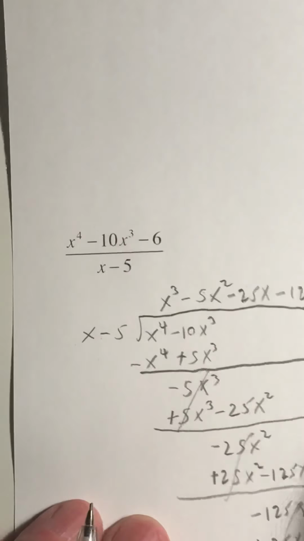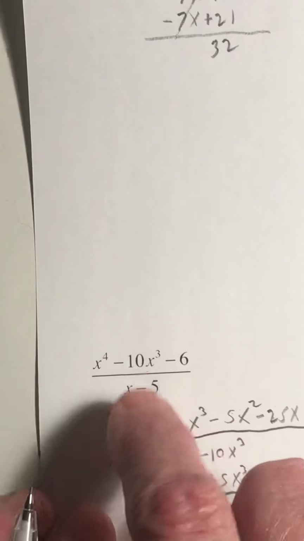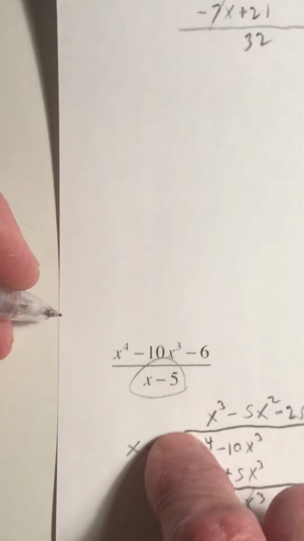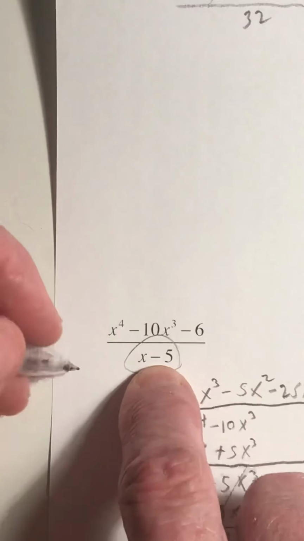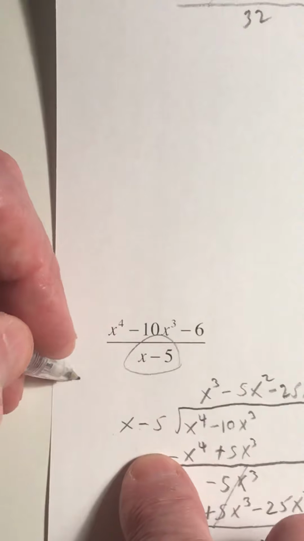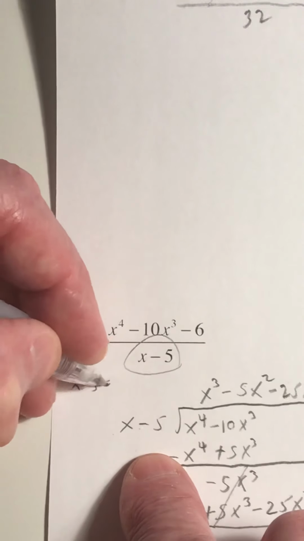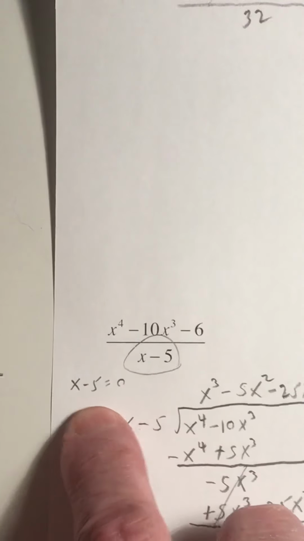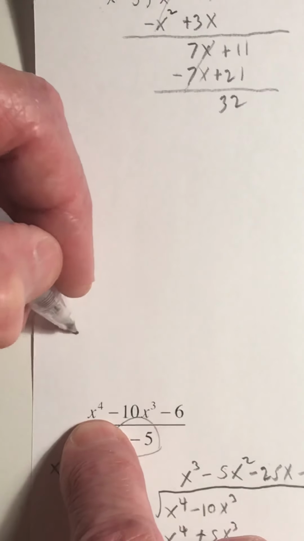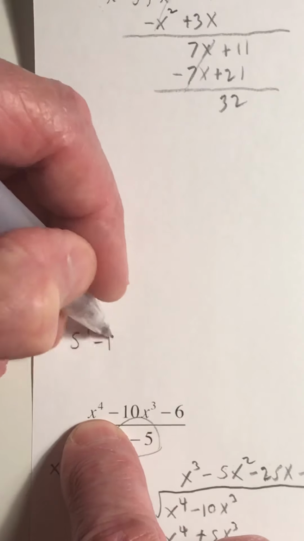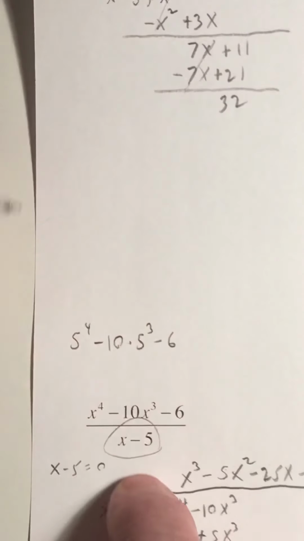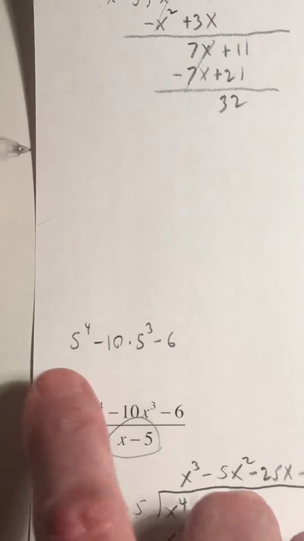And if you want to see a trick way to check your answer without doing this times this, see if you can follow this. Look at the thing you divided by, and the real question is, when does this equal 0? When does x minus 5 equal 0? When x equals 5. Plug in a 5 for x, right? 5 to the 4th minus 10 times 5 to the 3rd minus 6. Okay? Then work this out.